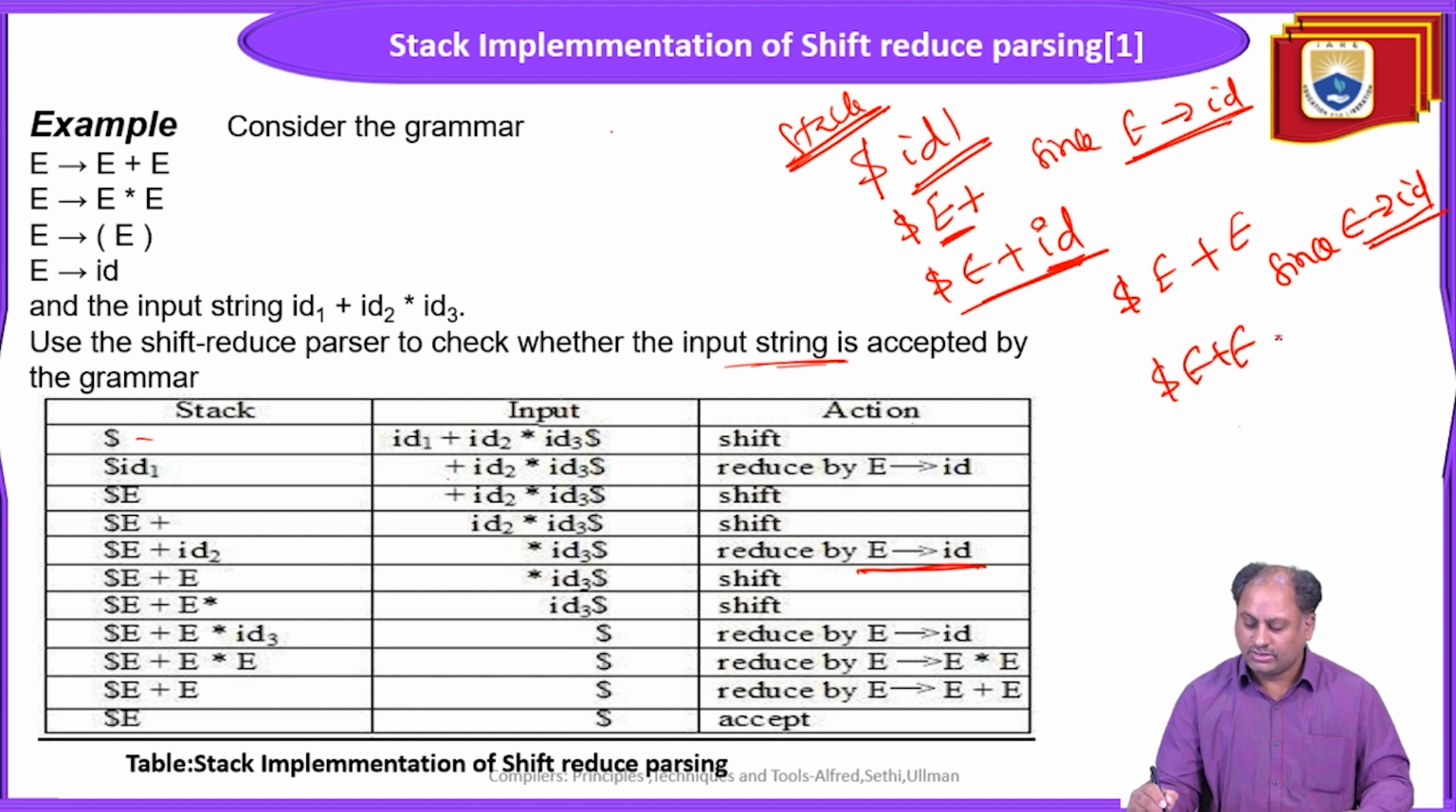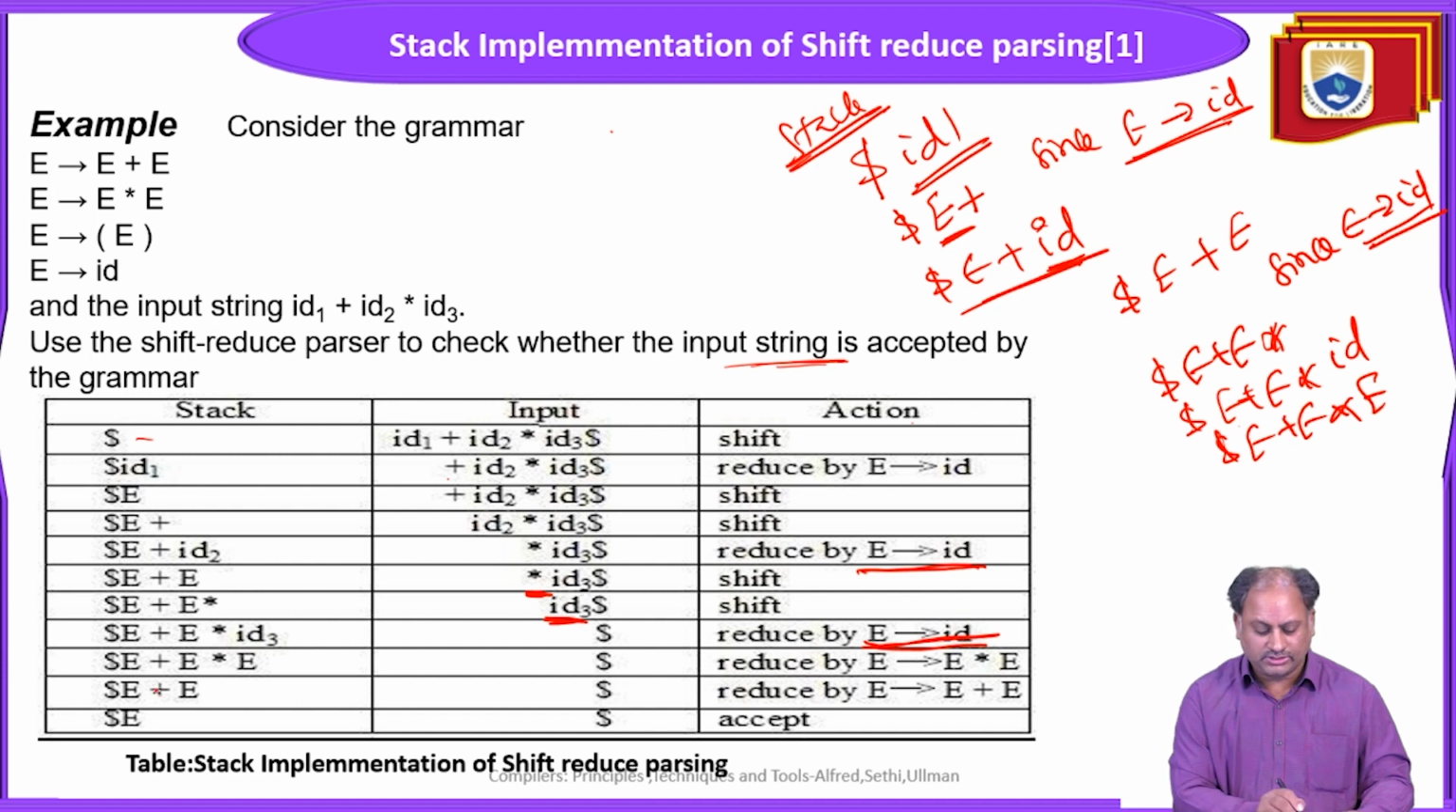Then we see the contents of the input only, another input star. So we process star, and then one more input to be processed, that is shift operation, star id. And then here E star, reduce E derives id by applying, we got E plus E star. E plus E star.